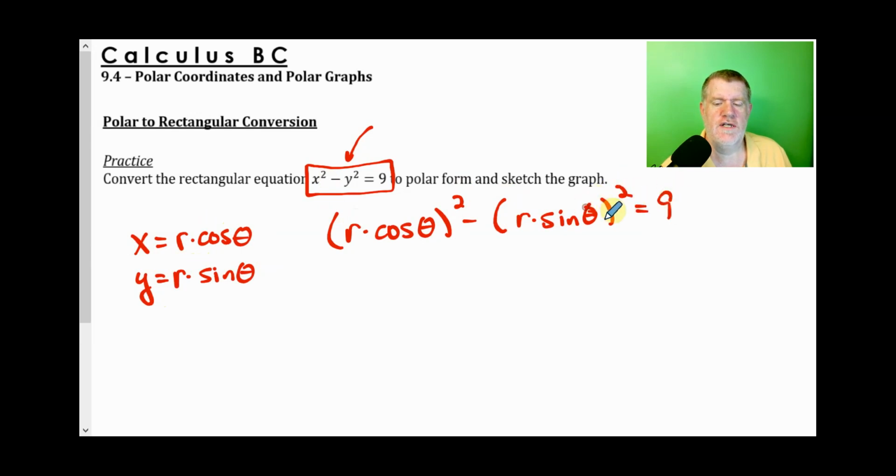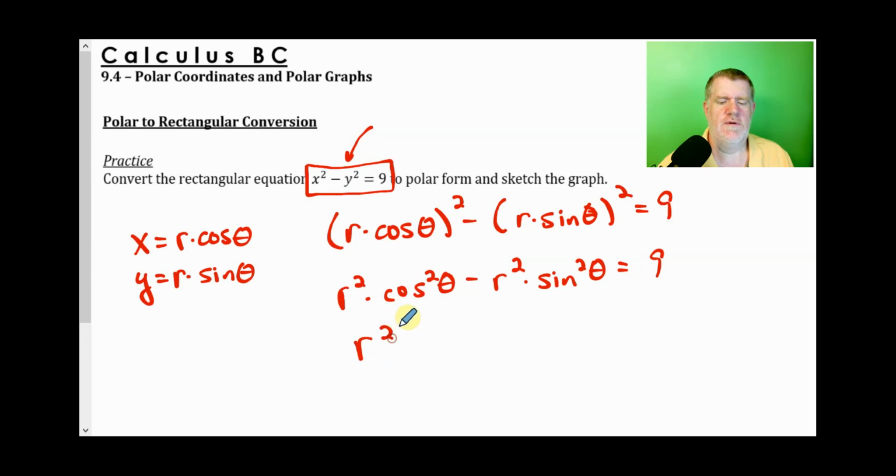I mean, technically, haven't we got rid of the x and y, and now it's all in r's and thetas? So really, this is it. But it's complicated. It's not ugly, I didn't mean to say that. It can be written where it makes more sense. So I'm going to square this. Cosine squared theta, sine squared theta.